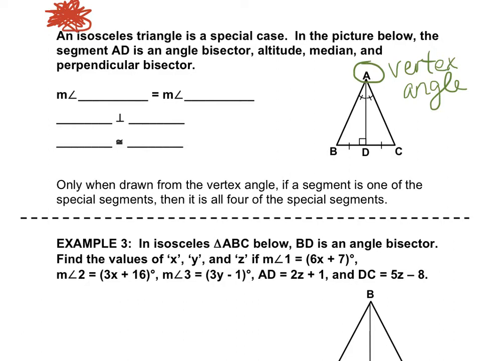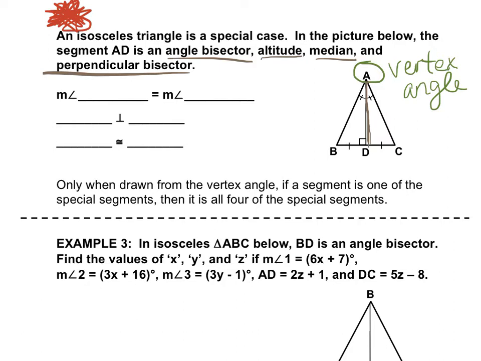When I draw that segment here, AD, from that vertex angle to the side, that segment AD is an angle bisector, it's an altitude, it's a median, and a perpendicular bisector. It's all four of those segments.